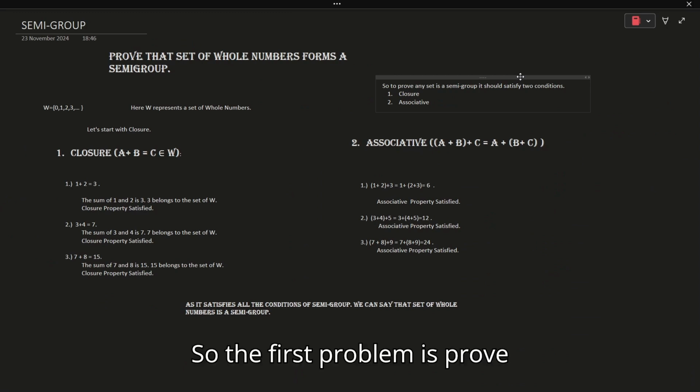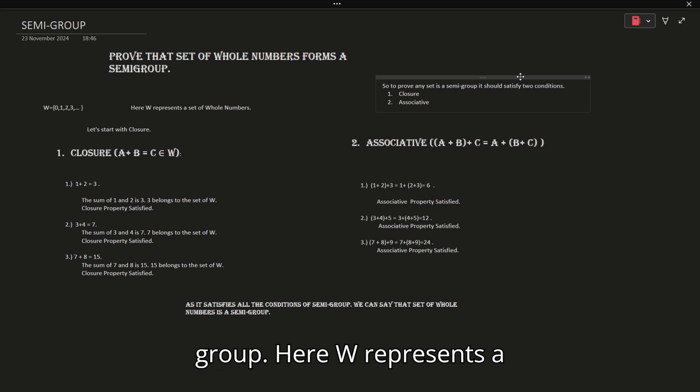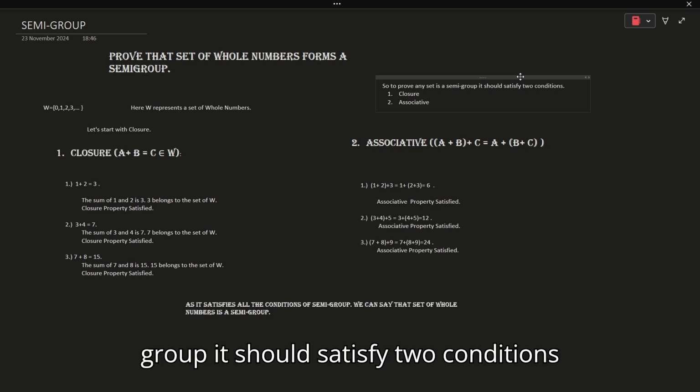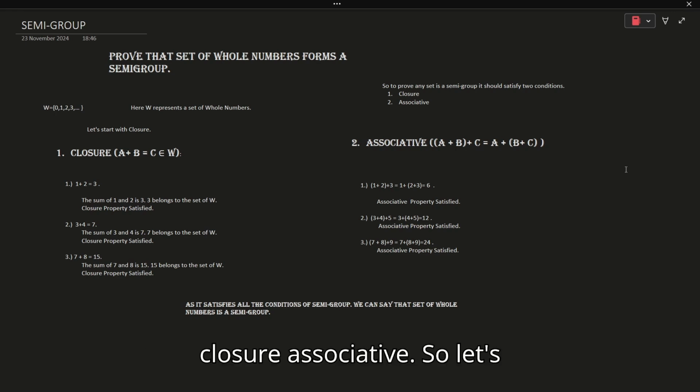So, the first problem is: prove that the set of whole numbers forms a semigroup. Here, W represents the set of whole numbers. W equals 0, 1, 2, 3, and so on, and these are the elements of the set of whole numbers. To prove any set is a semigroup, it should satisfy two conditions: closure and associative. So let's start with closure.